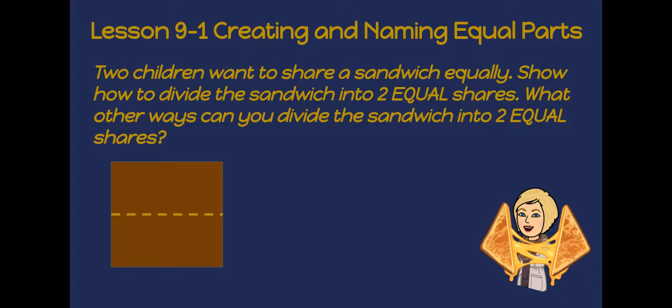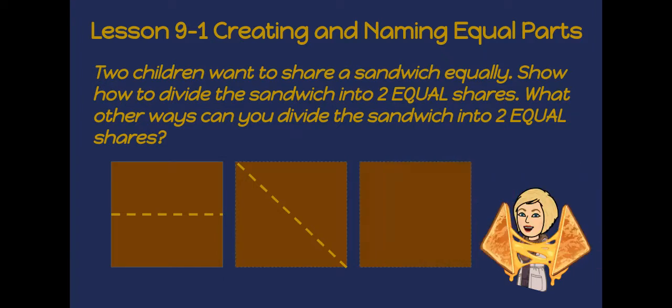Now I could take the same sandwich and I could divide it diagonally with a line. And again, I have two equal shares or two equal parts this time. This time I'm going to draw the line horizontally. And again, instead of one whole sandwich, now I have a sandwich with two equal parts. So let's talk about some ways we could name these parts.